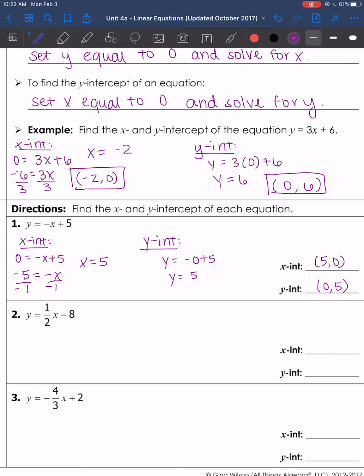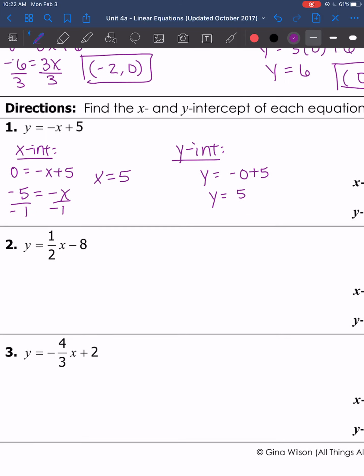Also, if you're having trouble solving equations, you need to come in during lunch and get some help on solving equations, because by now we should be able to solve equations.